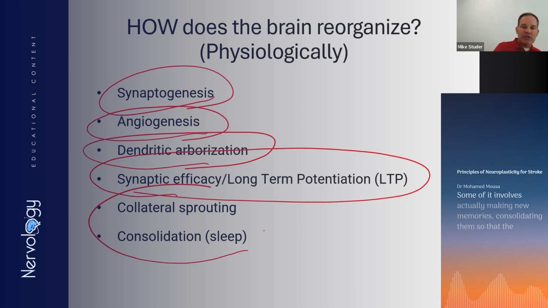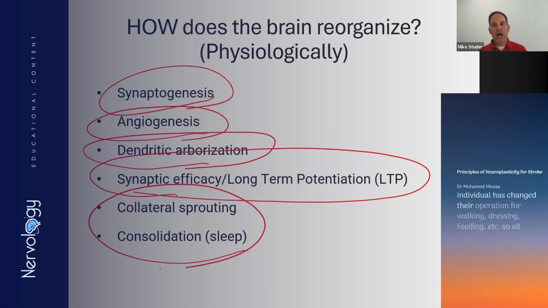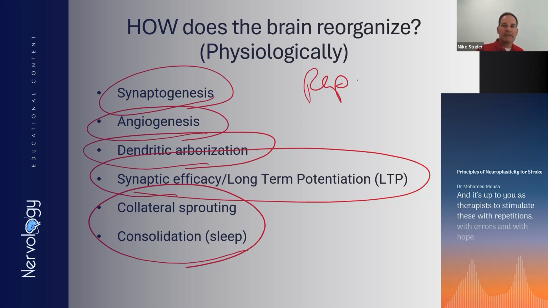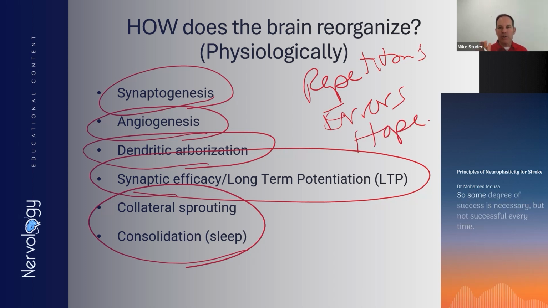Some of it involves actually making new memories, consolidating them so that the individual has changed their operation for walking, dressing, feeding, etc. So all of these go under the umbrella of neuroplasticity, and it's up to you as therapists to stimulate these with repetitions, with errors, and with hope. So some degree of success is necessary, but not successful every time.